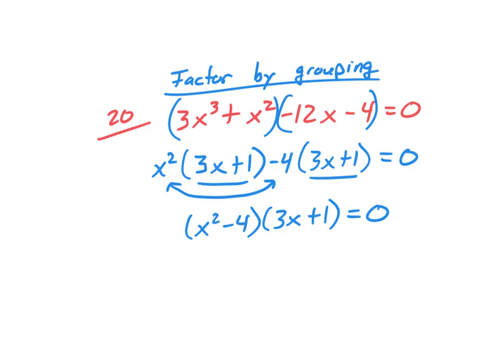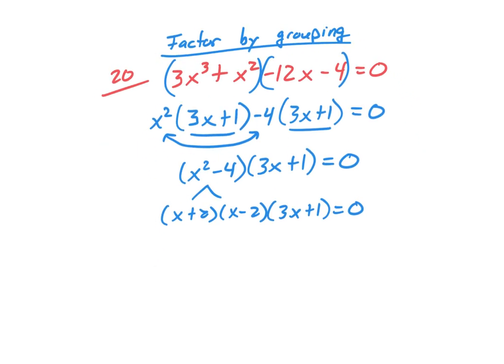We talked about this a little bit on Friday. What kind of factoring could I do here for x squared minus 4? It stops, yeah, because it's x squared minus 4. X squared and 4 are both perfect squares. So this could factor one more time into x plus 2, x minus 2, and 3x plus 1.